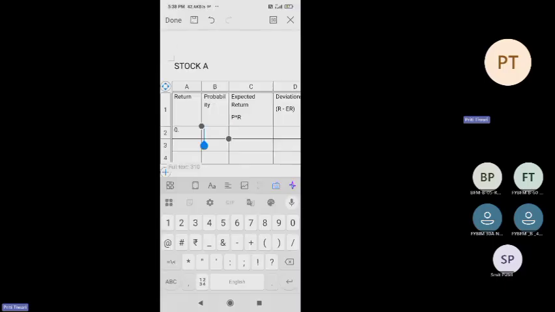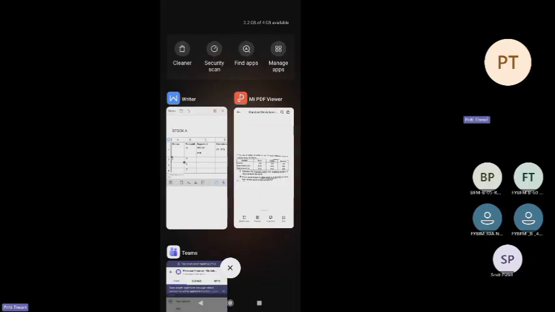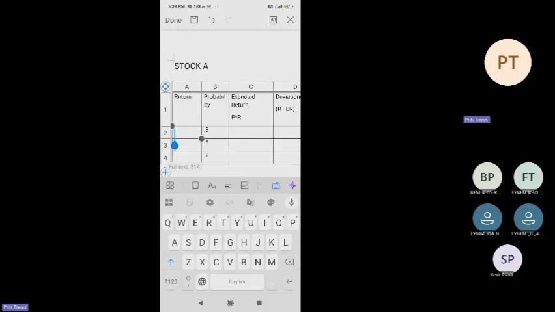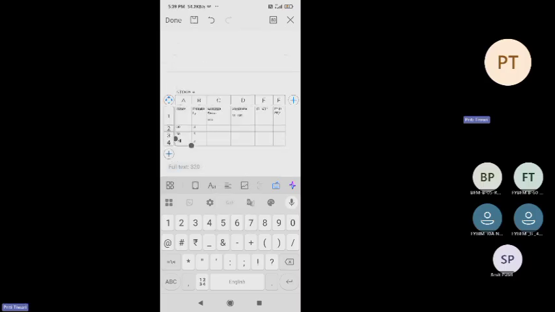So the probability is 0.3, 0.5 and 0.2. Let me check what are the three returns for the same. 30%, 50% and 70%. 30, 50 and 70.